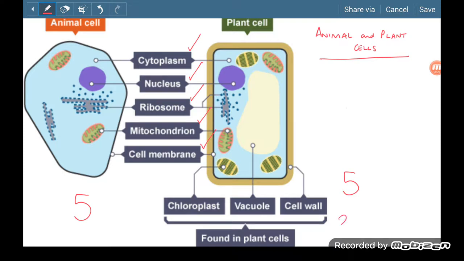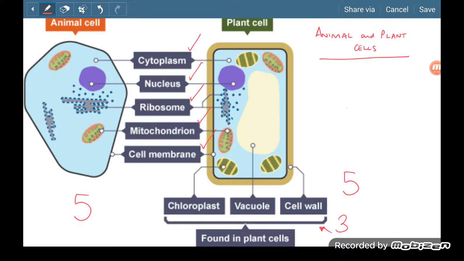But plant cells have 3 extra, and those 3 extra are the chloroplast, the vacuole, and the cell wall. We need to know what the functions are of these. The cytoplasm is where chemical reactions take place. The nucleus controls the activities of the cell and holds the DNA, which is the genetic material. Ribosomes are responsible for protein synthesis. Mitochondrion is where energy is released by aerobic respiration. The cell membrane controls what goes in and out of the cell.